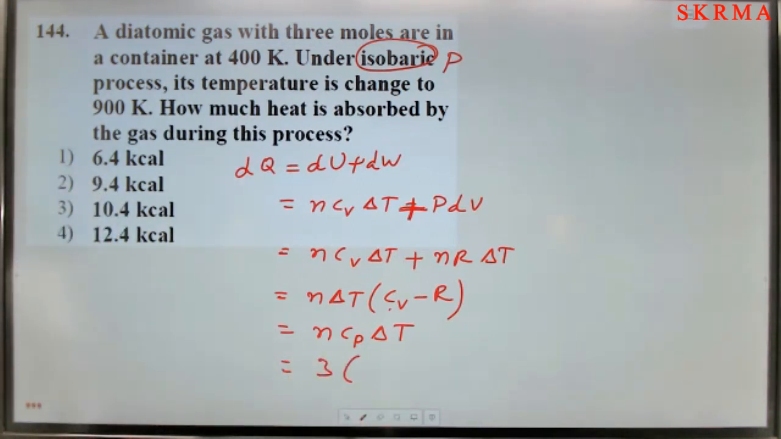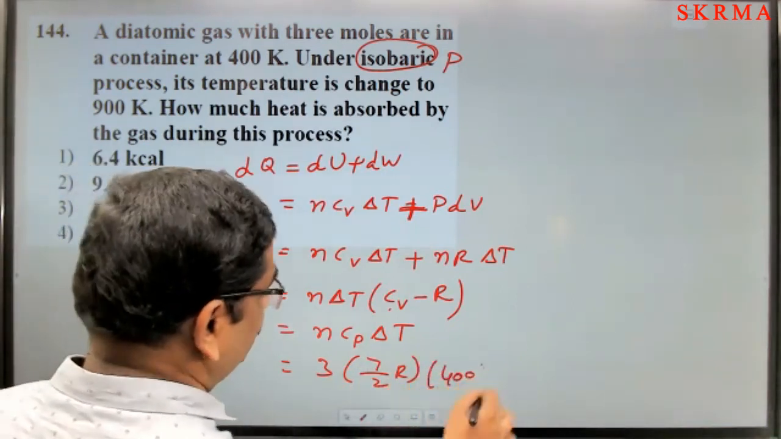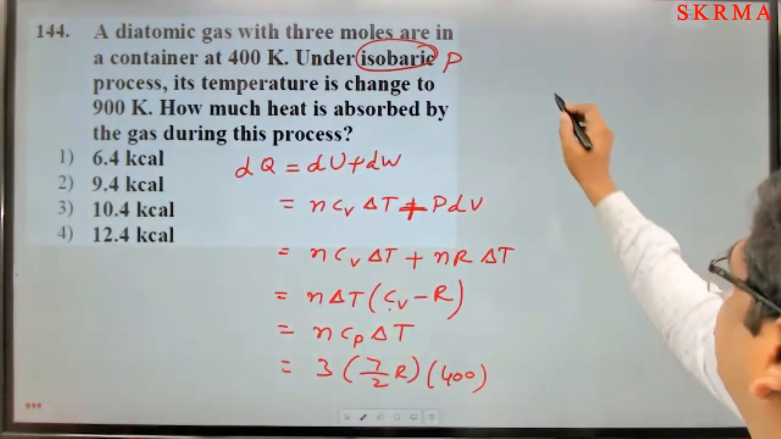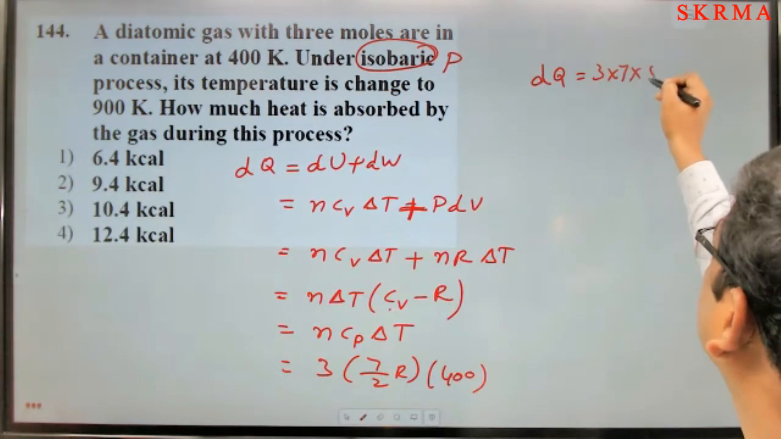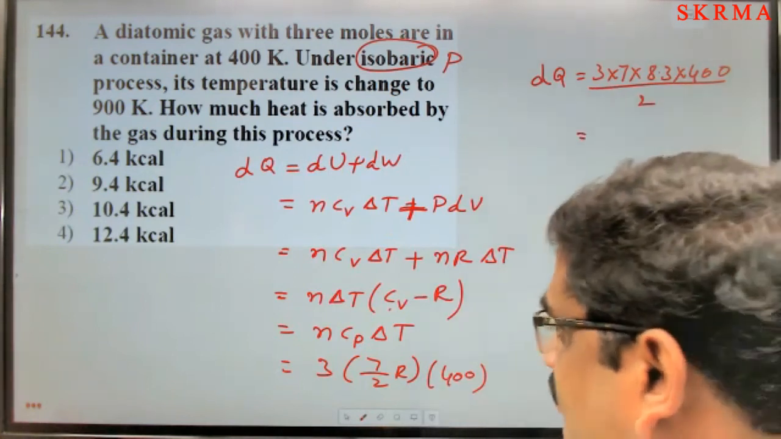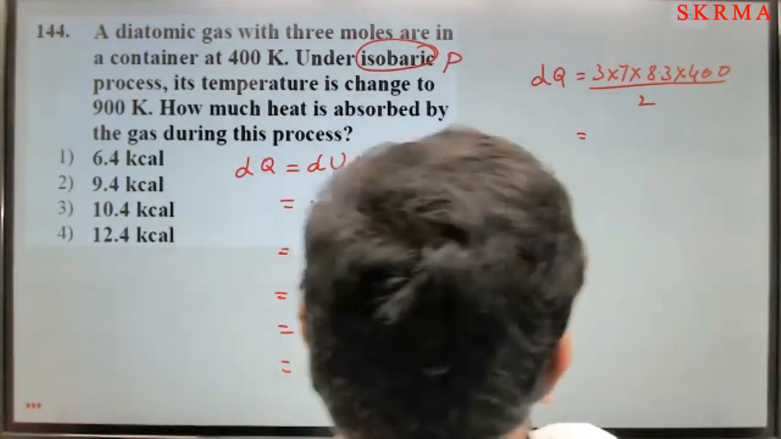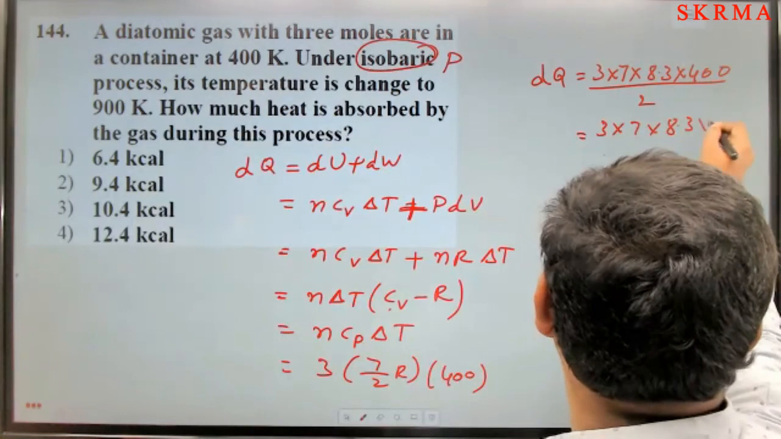What is the value of Cp for a diatomic gas? Is it 5 by 2 or 7 by 2? It is 7 by 2 R, and delta T is 400. The R value is 8.3, right? So dQ equals 3 into 7 into 8.3 into 400 by 2. Now solve this one: 400 by 2 equals 200, so 3 into 7 into 8.3 into 200.